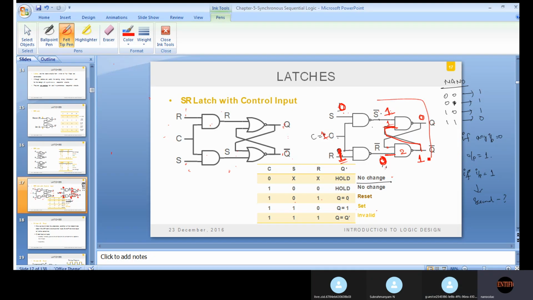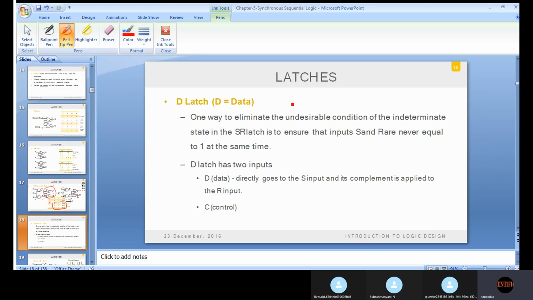Like this way you can realize your SR latch with control input. This is SR latch with control input. Yesterday you must have realized it with NAND gates, so it will be easy for you. The only thing I am concluding here is that when control is equal to 0, the latch will be in the hold state. It holds the previous value. Control signal 1 will act like an SR latch. That's it.